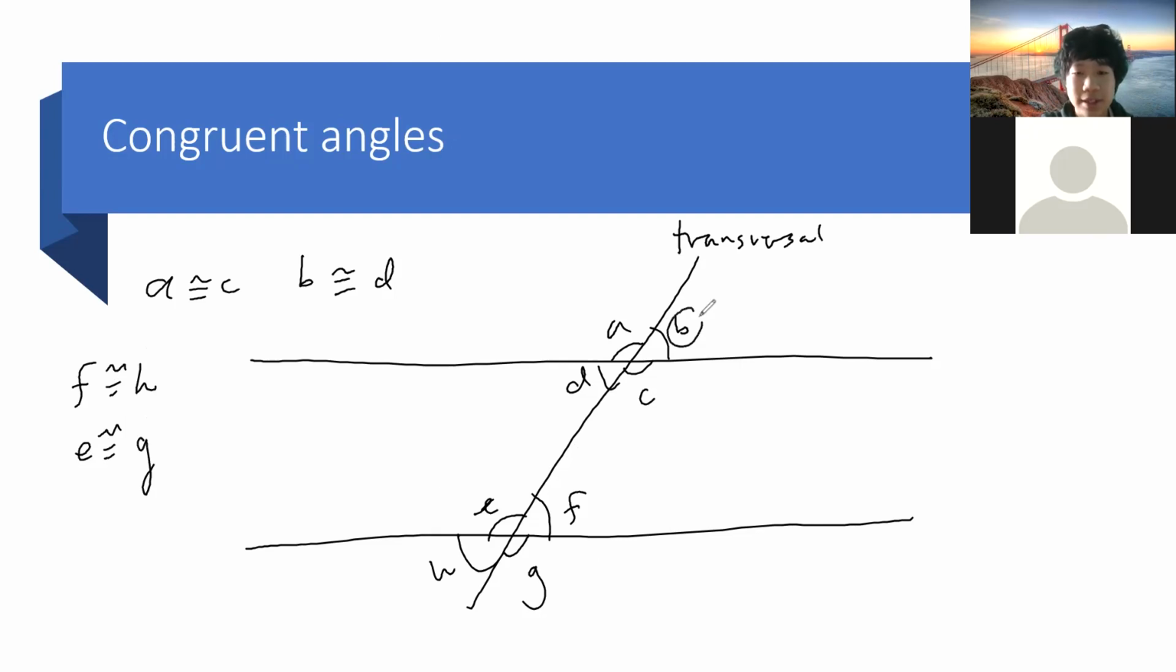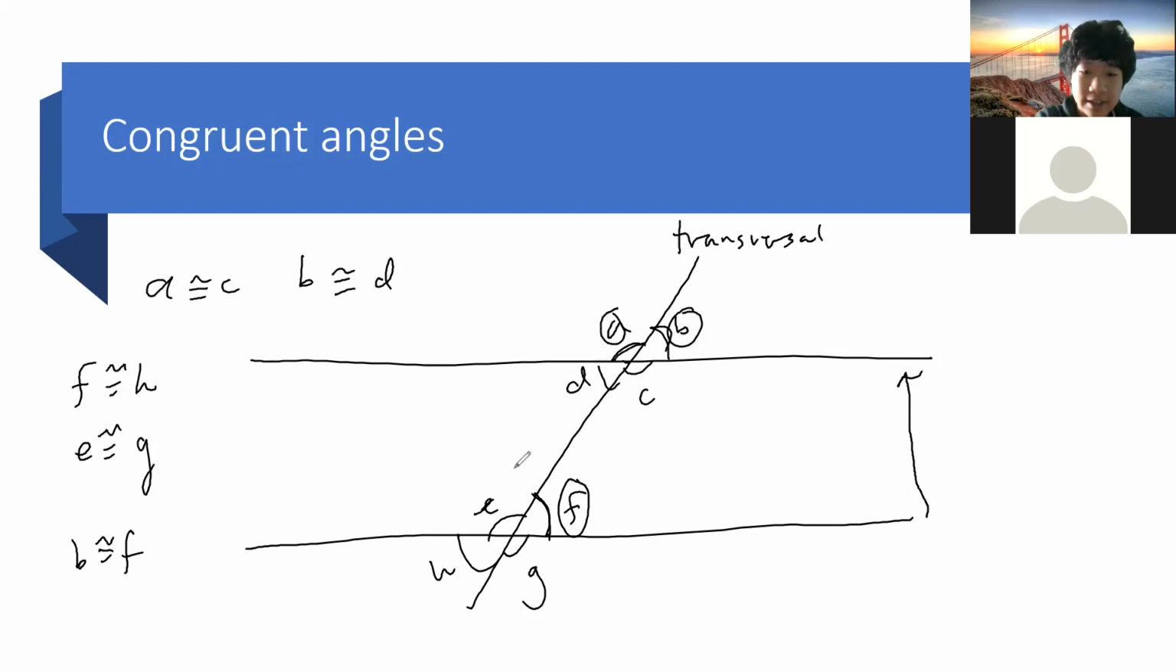Well, B is actually congruent to F. If you look at it, they look almost the same, and that's because these two lines right here are parallel. If I were to bring this line up without changing its slope, that's not going to change the angle it makes with the transversal. So if I move it all the way up, B is exactly the same as F.